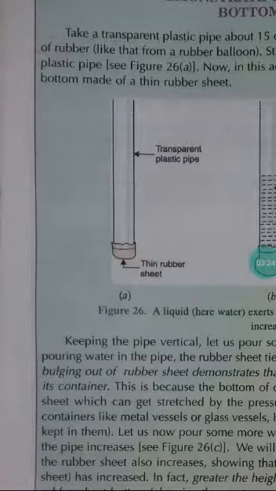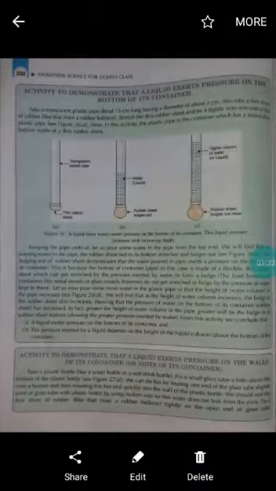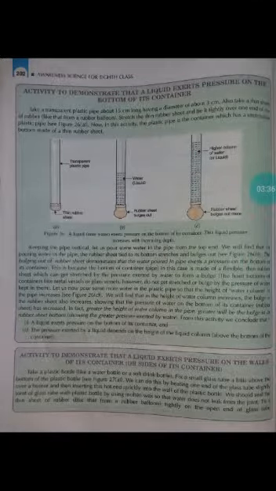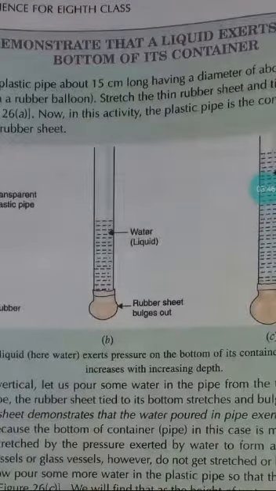Now, keeping the pipe vertical, let us pour some water in the pipe from the top end. We will find that on pouring water in the pipe, the rubber sheet tied to its bottom stretches and bulges out. See figure 26b. When water is poured, the rubber bulges out.